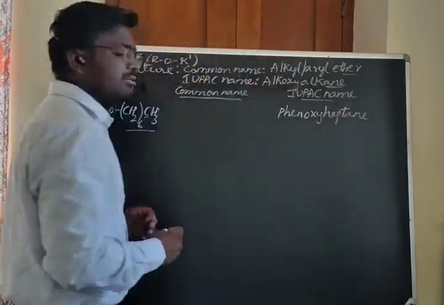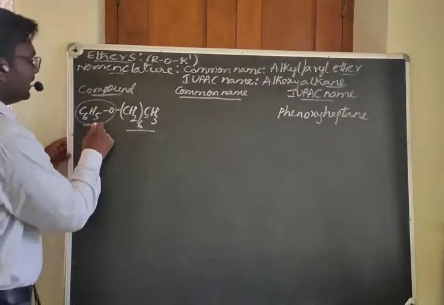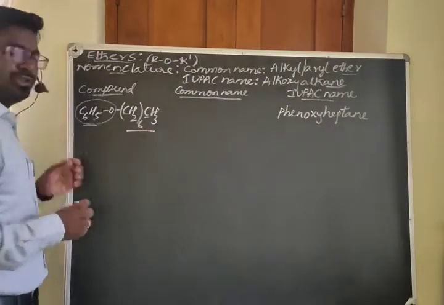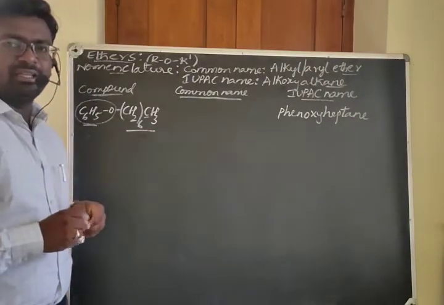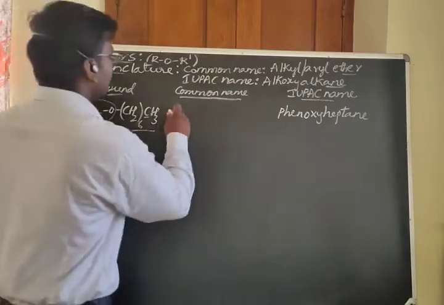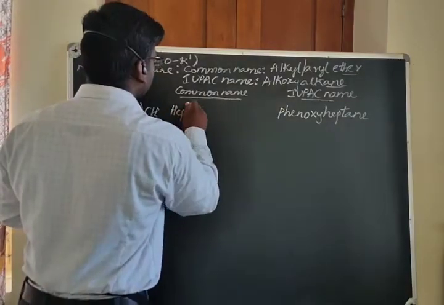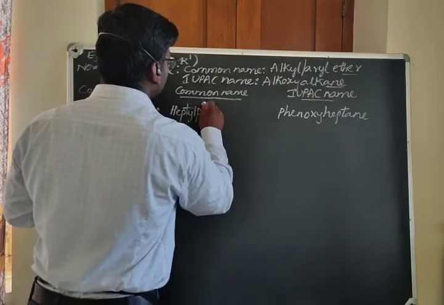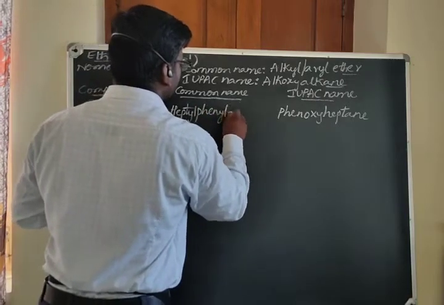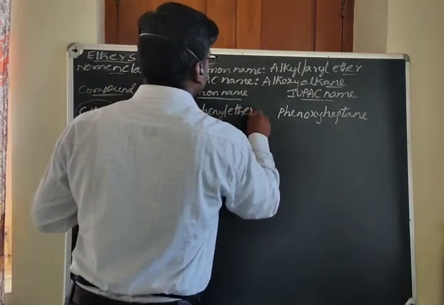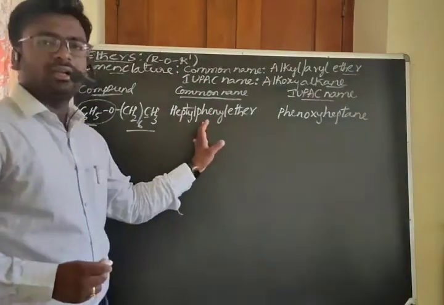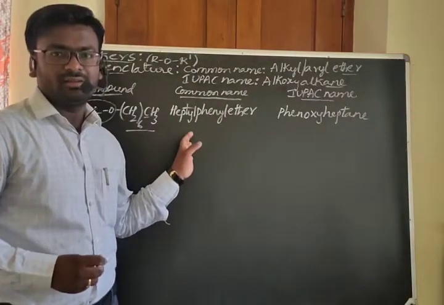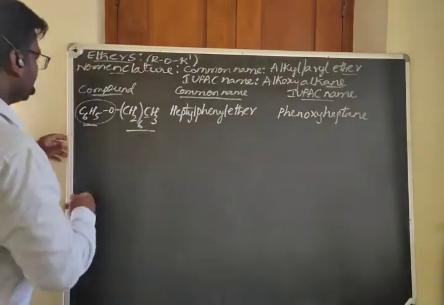Now come to the common name of this compound. This is a phenyl, this is a heptyl. So which one will come first? Alphabetically, H of heptyl. So we call this heptyl phenyl ether. Here you have to go according to the alphabetical order. Yes, let us consider another compound.